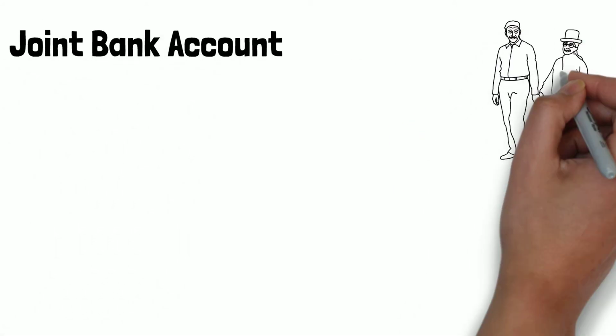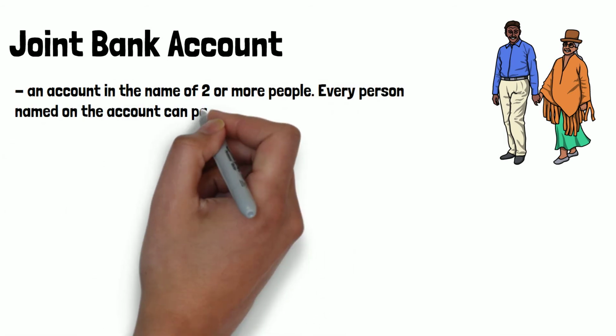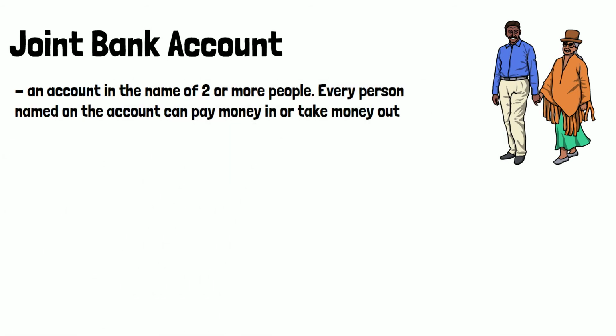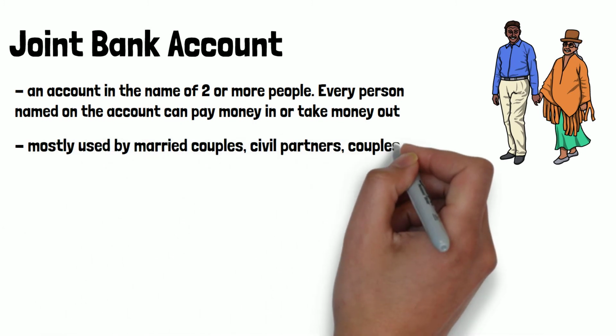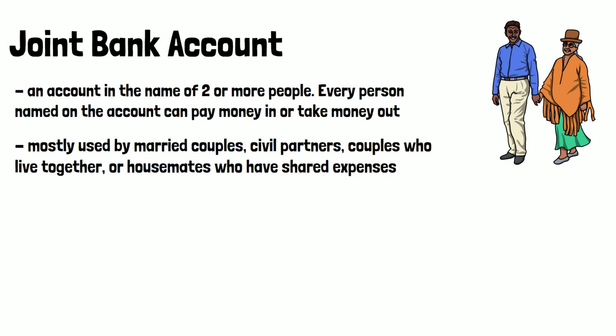Joint bank accounts. This is an account in which two or more people are named, and every person named on the account can pay money in or take money out. They are mostly used by married couples, civil partners, couples living together, or housemates who have shared expenses.